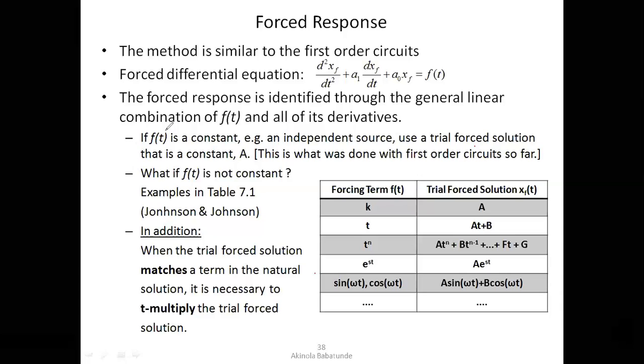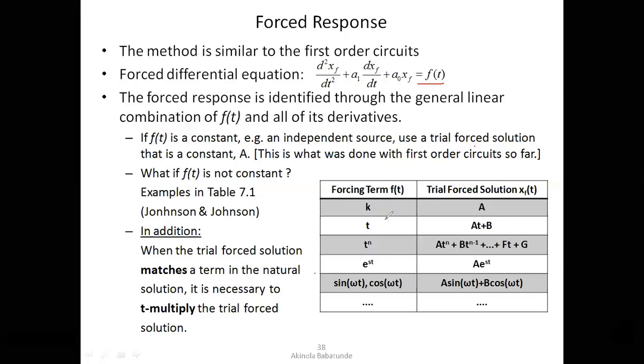If f of t is a constant, e.g. an independent source, use a trial forced solution that is a constant. So the trial forced solution would be A. That is if f of t is a constant. Now, this is what was done in the first order circuit, like I explained. So what then happens if f of t is not constant?